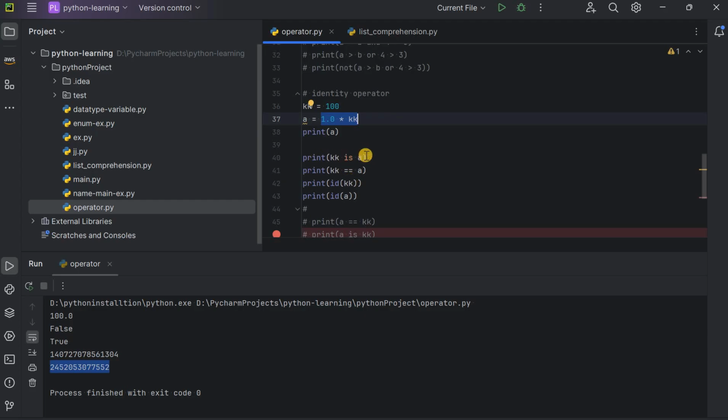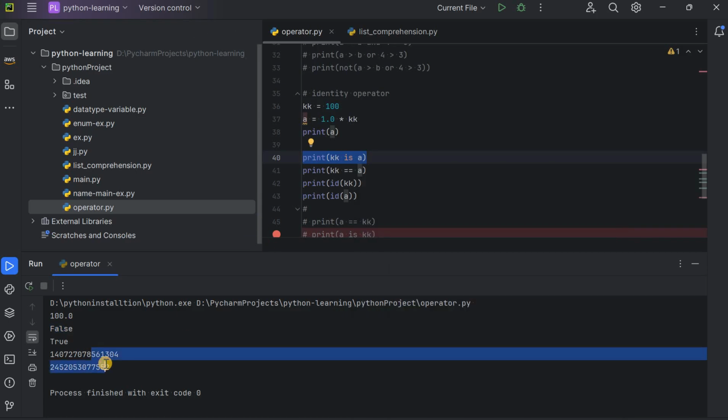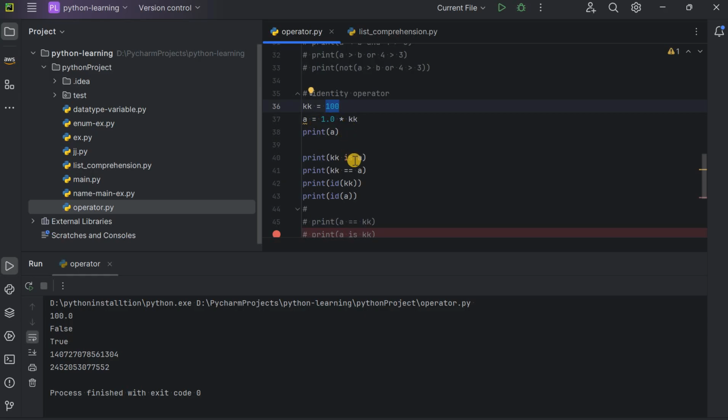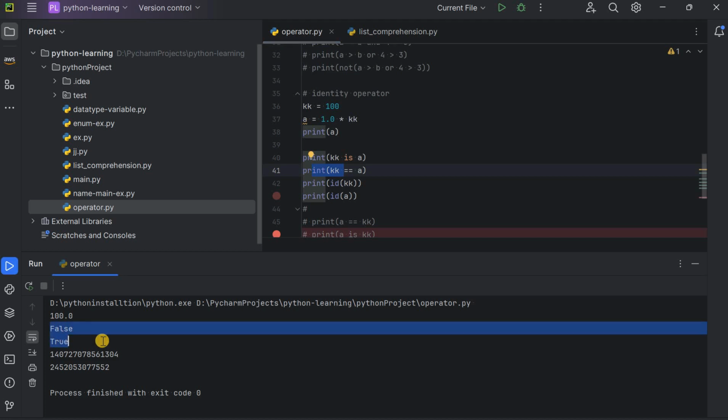So print kk is A. kk is basically pointing to the memory address. Right now the memory addresses of kk and A are different, so that is false. Or kk double equal to A, that compares the value. Still kk value is 100, A value is 100, right? So the answer is true here. True and false. I hope you understand.